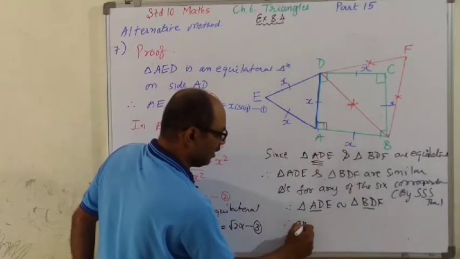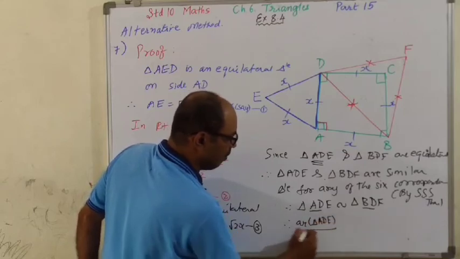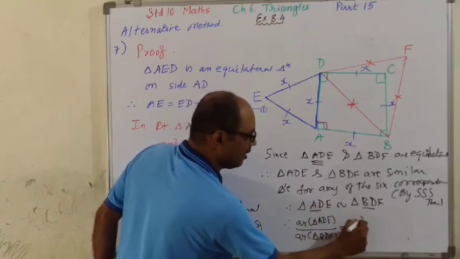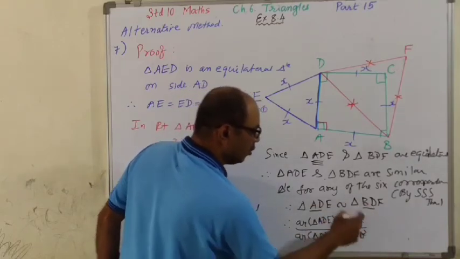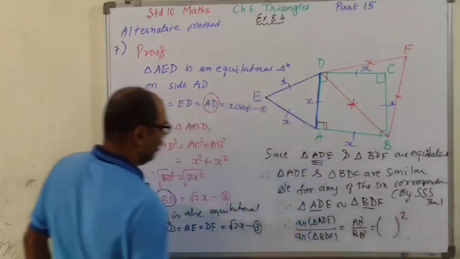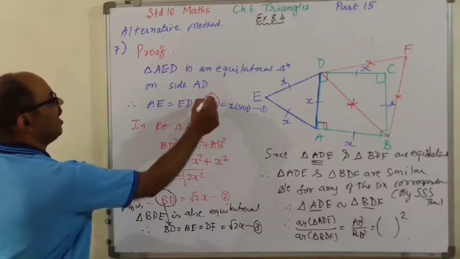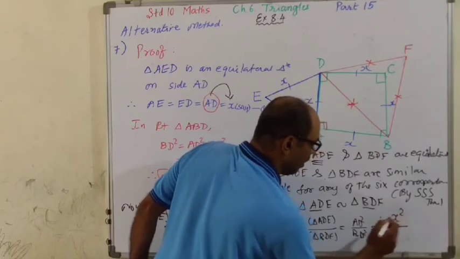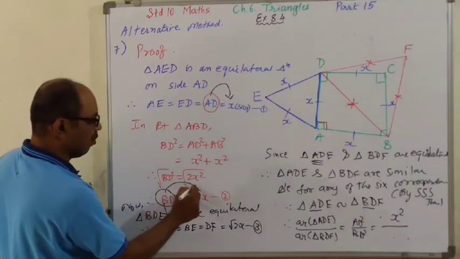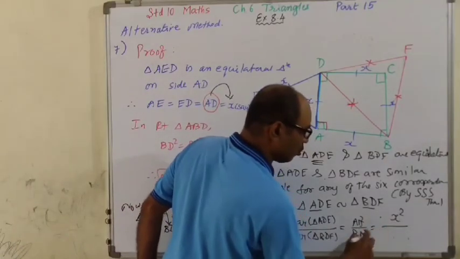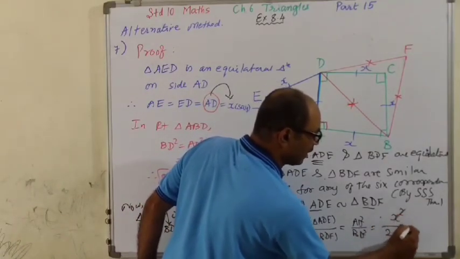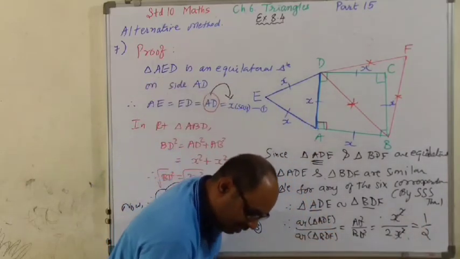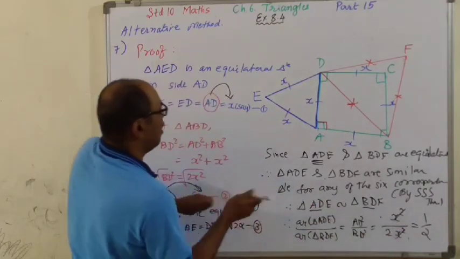Okay, therefore, area of triangle ADE upon area of triangle BDF is equal to AD square upon BD square. So you may write that is equal to whole square. Now what is AD? It's there. AD is there. What is that? X. So AD square will be, let me write X square. Alright, and then BD is also there. Here it is. What is BD? Root 2x. So root 2x square will be 2x square. X square cancels, and that is 1 upon 2. So you got it. Area of triangle ADE upon area of triangle BDF is equal to half.